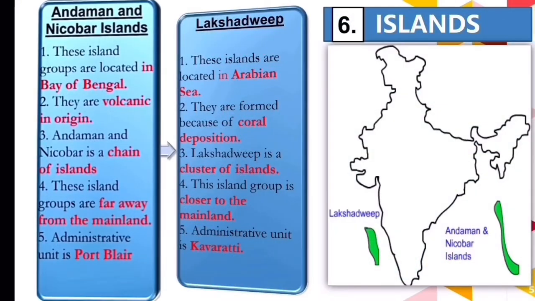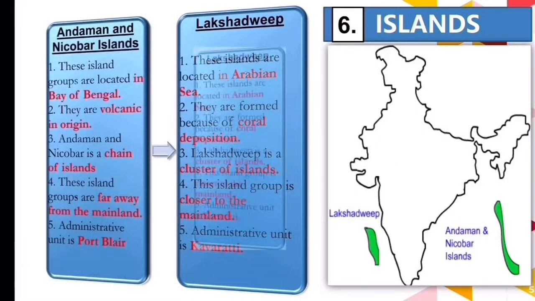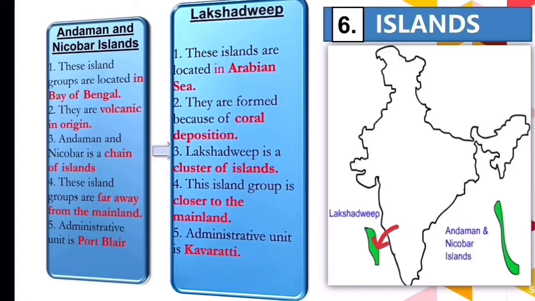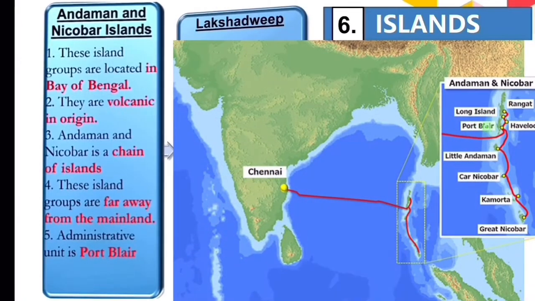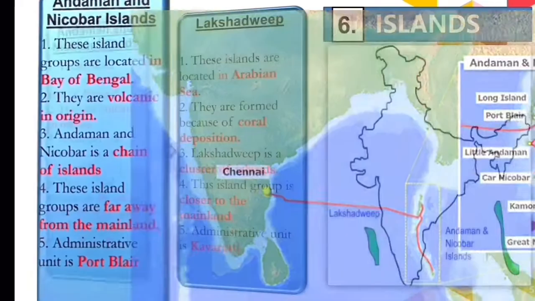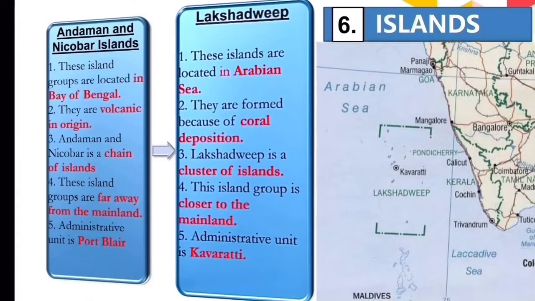Andaman and Nicobar lie far away from the mainland, as you can see in the given map as well, while Lakshadweep is closer to the mainland. The administrative headquarter of the Andaman and Nicobar Islands is Port Blair, while for Lakshadweep the administrative unit is Kavaratti.